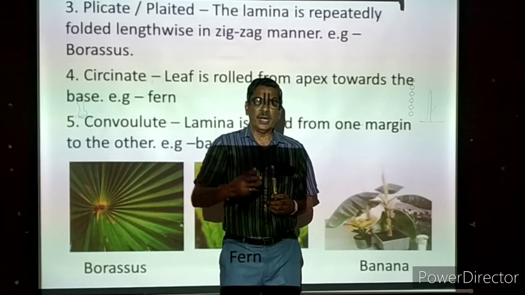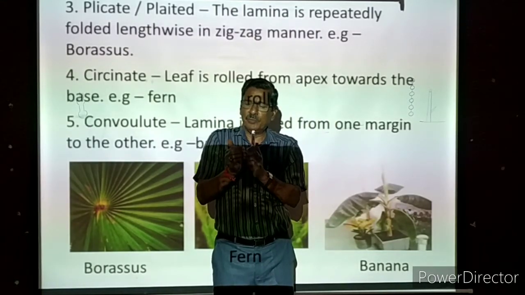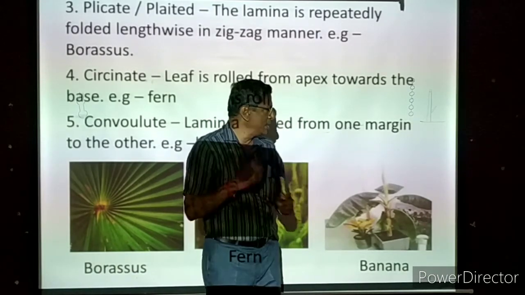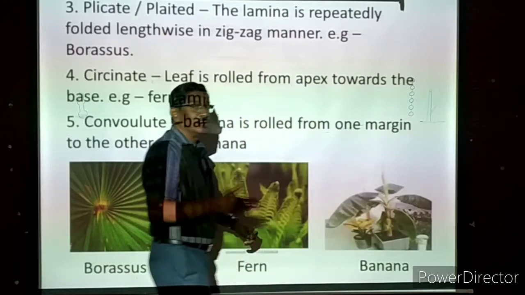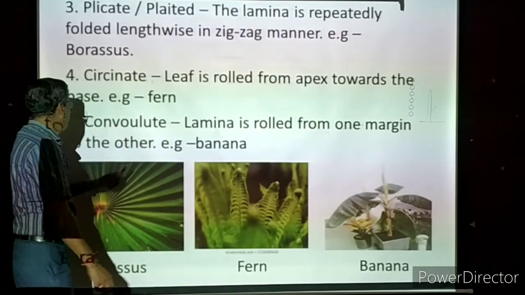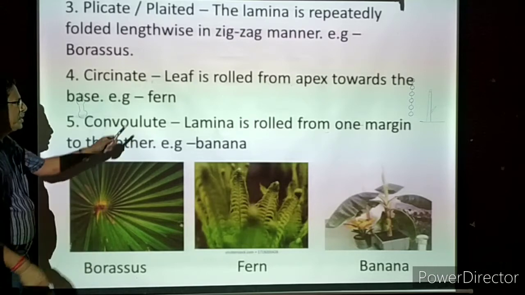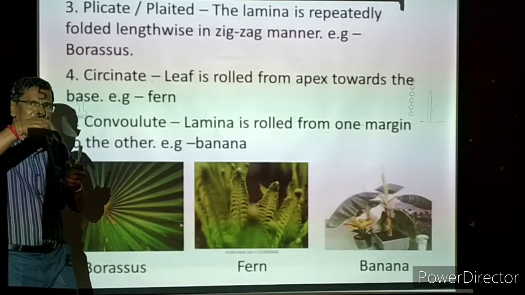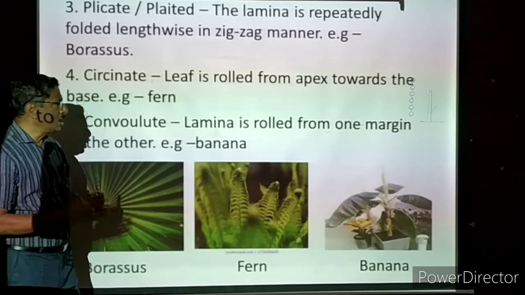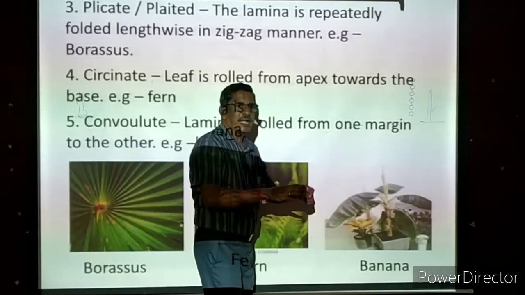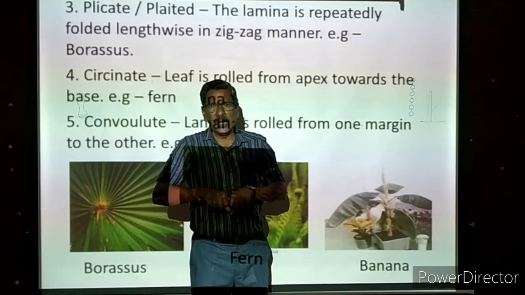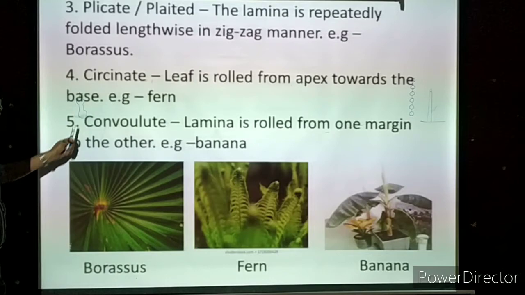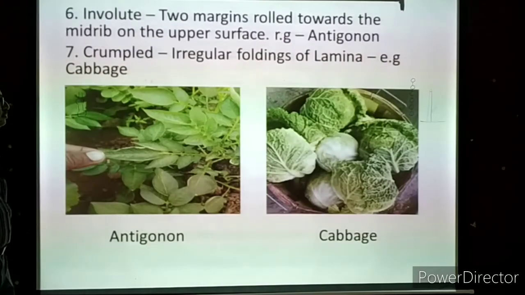But if you observe that one and if you see that, margin will be there. If you remove the margin, like a coiled one, paper roll like, it will come away. That type of folding or coiling, we can call it as convolute. Lamina is rolled from one margin to the other. So inner margin will be at the center, outer margin will be at the outermost region. Like how we are taking one long paper and just we are rolling it. How it is rolled like that, this will be there. That is called convolute. Example, banana.